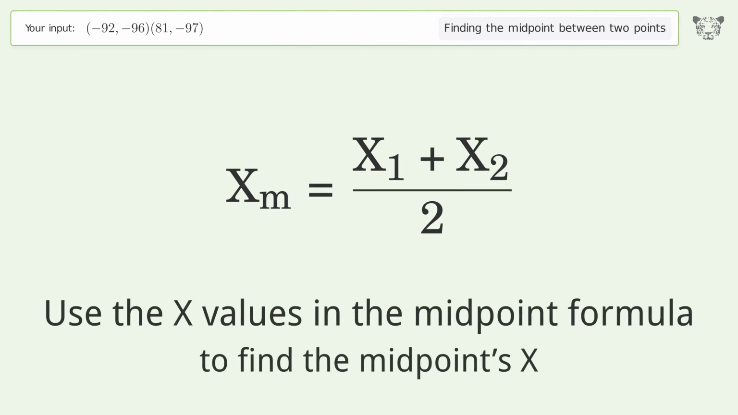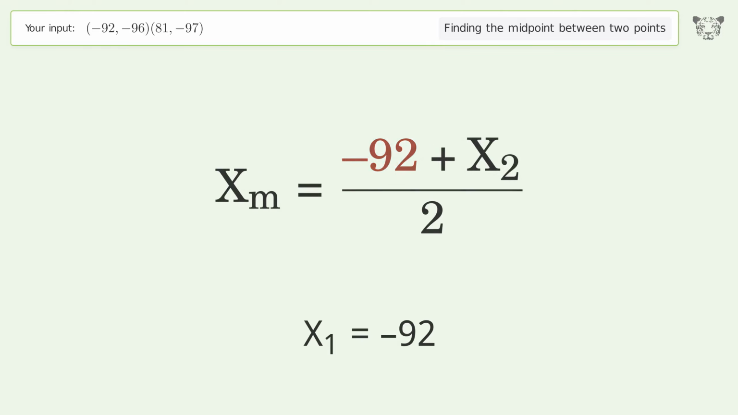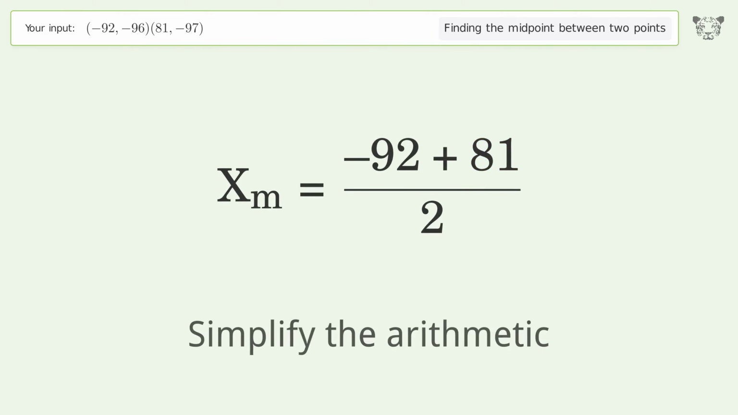Use the x values in the midpoint formula to find the midpoint's x. x1 equals -92. x2 equals 81. Simplify the arithmetic.